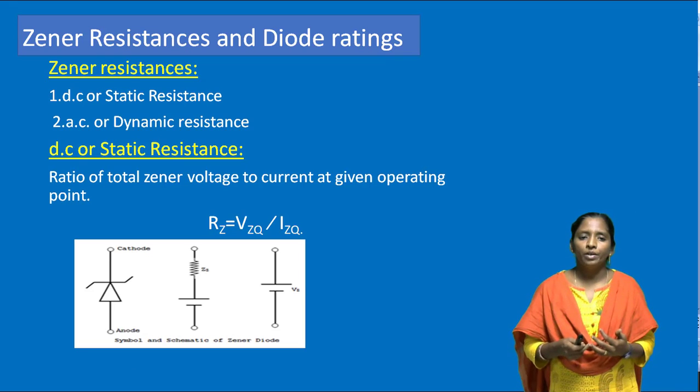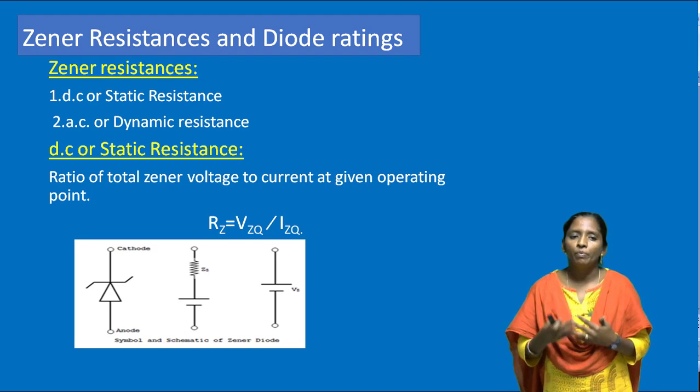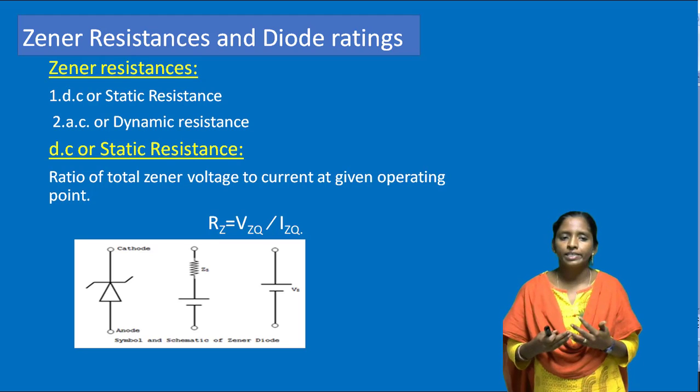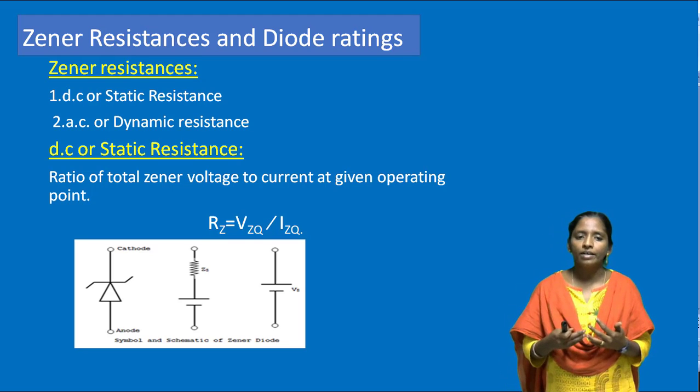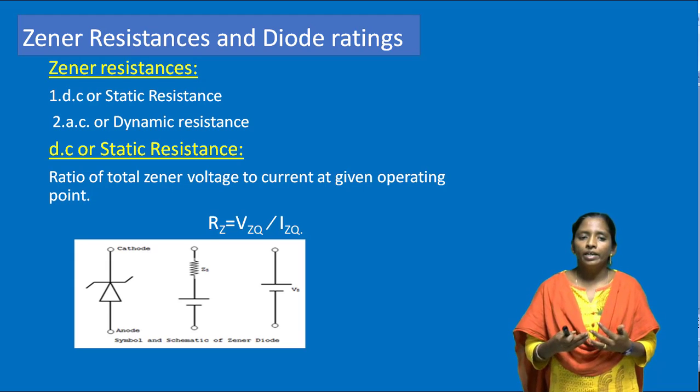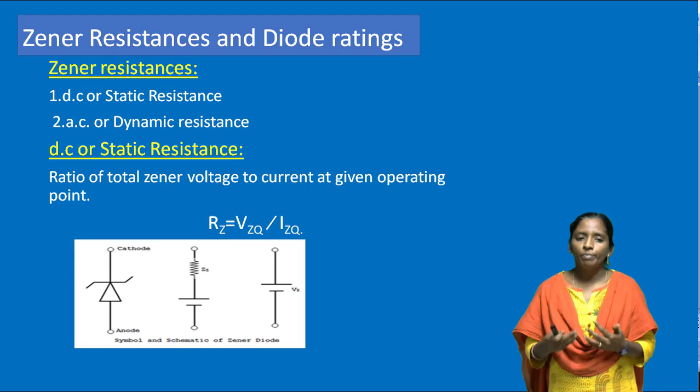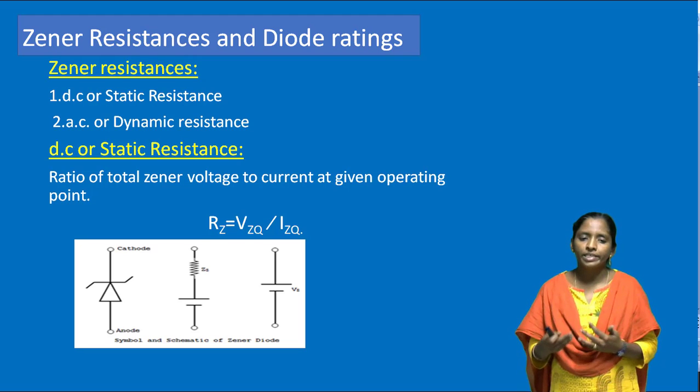Zener resistance and diode ratings. There are two types of Zener resistances. One is DCR, static resistance, and another one is ACR, dynamic resistance. Here, let us discuss one by one briefly. DCR, static resistance: the ratio of total Zener voltage to total current at a given operating point is known as DCR static resistance. That means no AC voltage is applied.